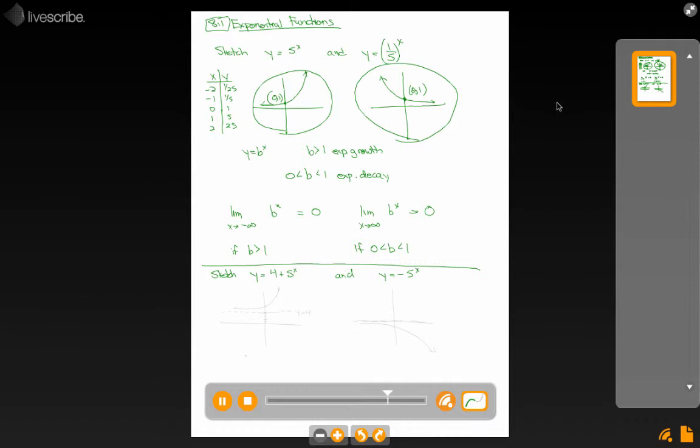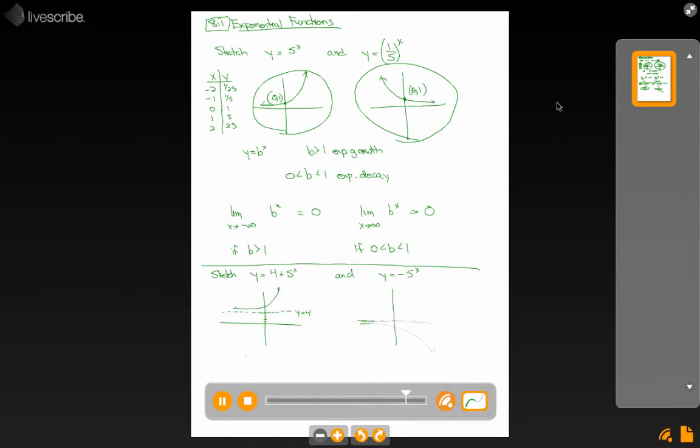To extend from that, if we're asked to graph y equals 4 plus 5 to the x, really all we're doing is taking the graph that was up above and moving it up 4 units, so 1, 2, 3, 4. Most importantly, its asymptote now is at y equals 4, instead of what was at y equals 0 before. So we have ourselves an exponential growth function that's been moved up.